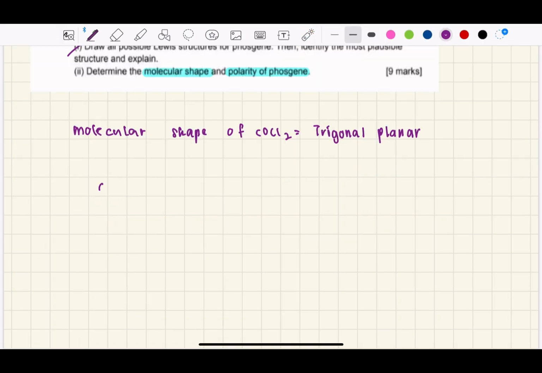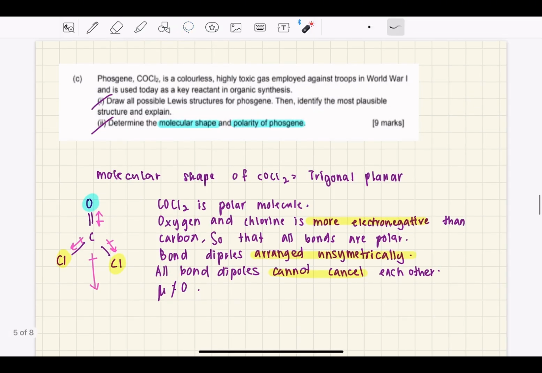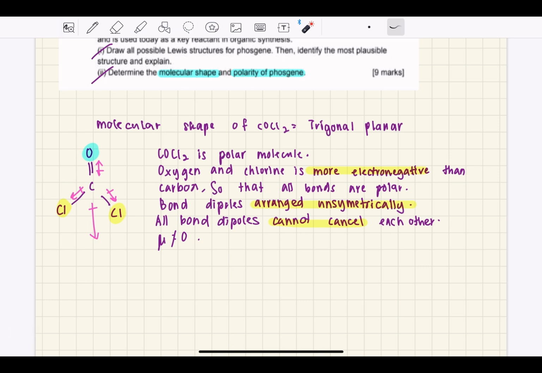Now the polarity of phosgene. To know the polarity, we draw the molecular shape of phosgene first. Here we know that COCl2 is a polar molecule because the dipoles cannot cancel each other. Oxygen and chlorine are more electronegative than carbon, so all bonds are polar. Bond dipoles are arranged unsymmetrically, one going up and one going down. All bond dipoles cannot cancel each other because the elements are not the same. But if the elements are the same, they can cancel each other.